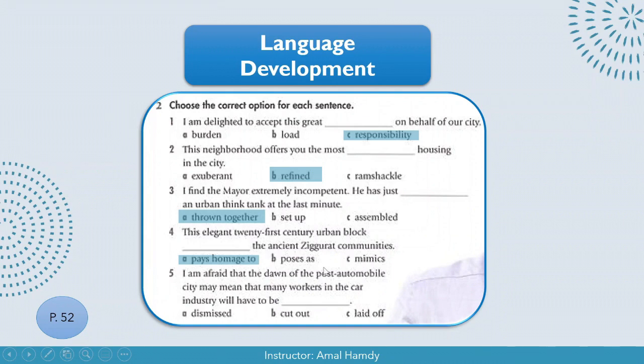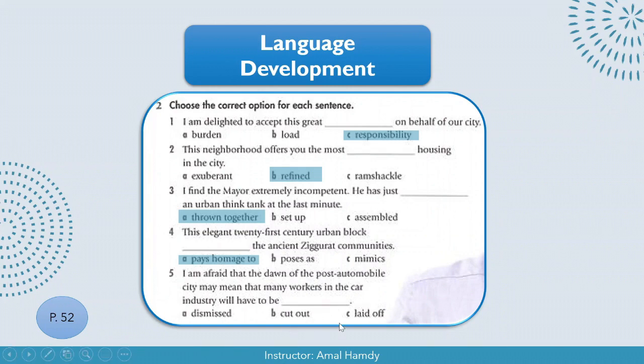Number 5, I am afraid that the dawn of the post-automobile city may mean that many workers in the car industry will have to be dismissed, cut out, or laid off. To dismiss someone is to send him away. For example, if I say the boss dismissed him, this means that he told him to leave the room. Cut out.